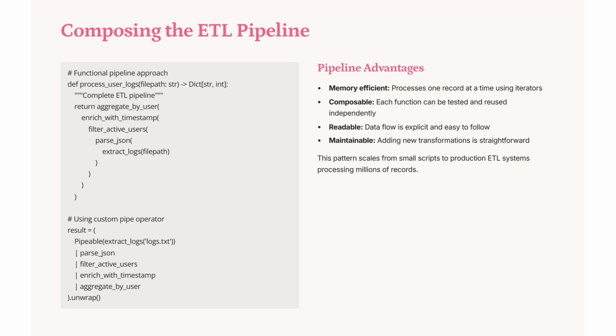The functional pipeline approach in ETL processes user logs efficiently. It uses iterators for memory efficiency, processes one record at a time, and is highly composable. Each function is independently testable and reusable, enhancing readability and maintainability. This pattern scales seamlessly from small scripts to production systems handling millions of records.